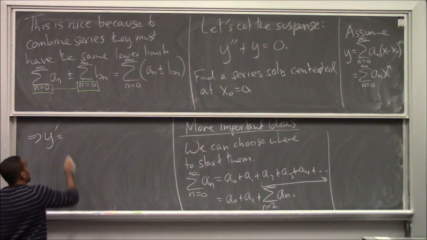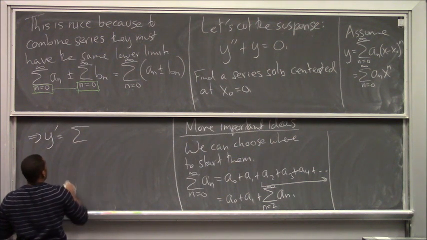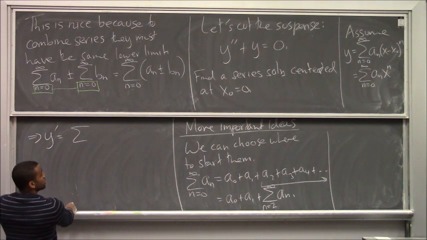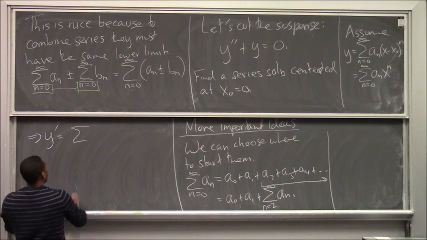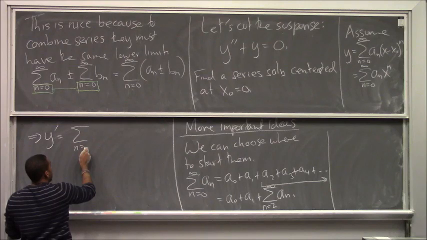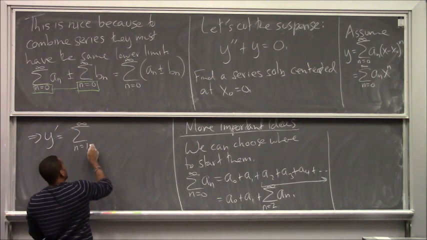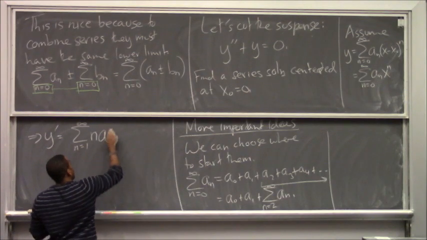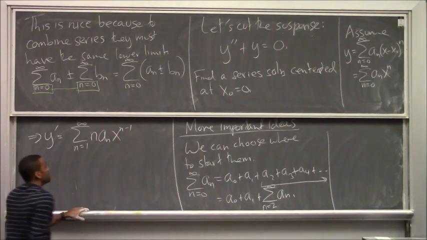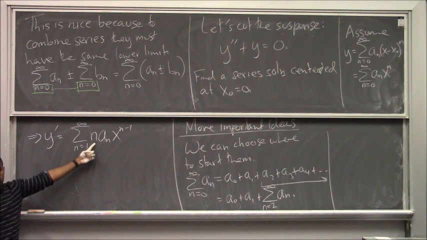Wait, do we have to check if it converges absolutely? No, we're going to assume it converges. You can check that it converges absolutely afterwards, once you find what the a_n is. Now if I differentiate that, I can differentiate term by term as n a_n x to the n minus 1. Now I can start at 1 because if I start at 0, it's not going to change anything.